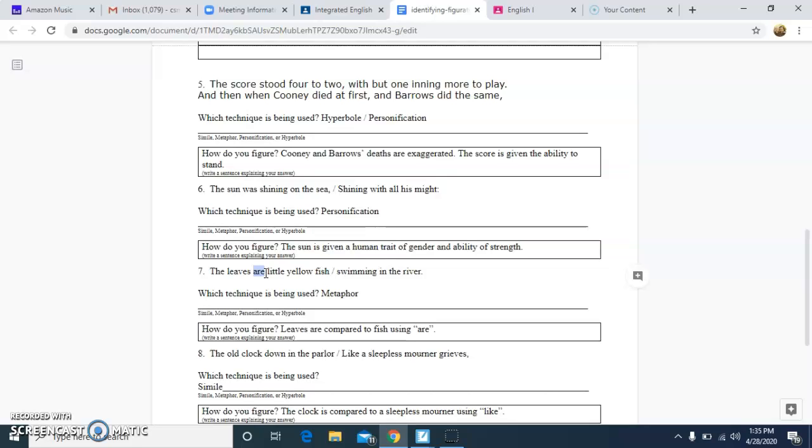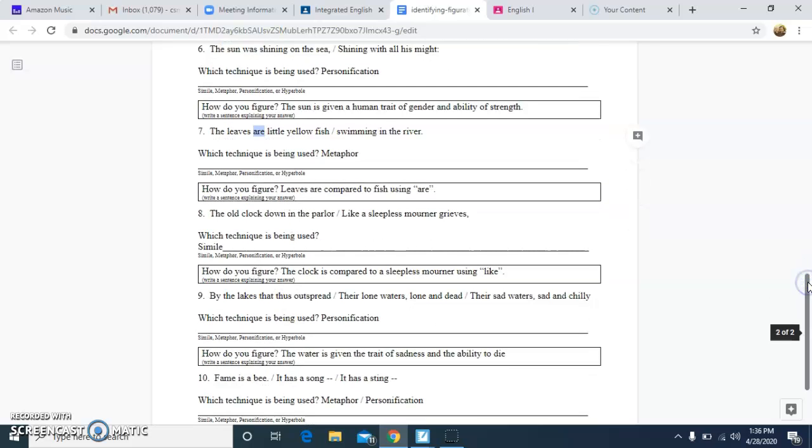So this is a metaphor because the leaves are compared to fish or swimming fish using the keyword are. Okay? It's not personification necessarily because fish can swim, not just humans. A lot of animals can swim, so we want to stay away from personification. Okay?